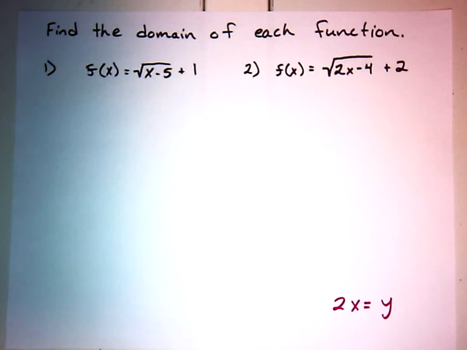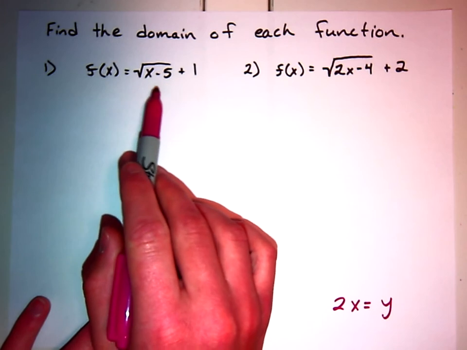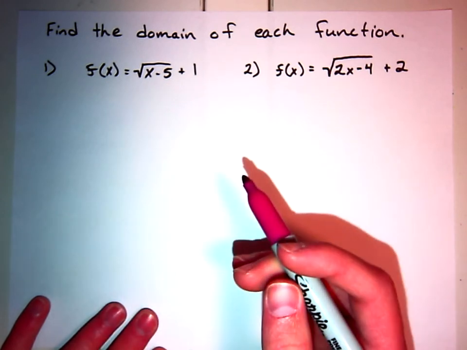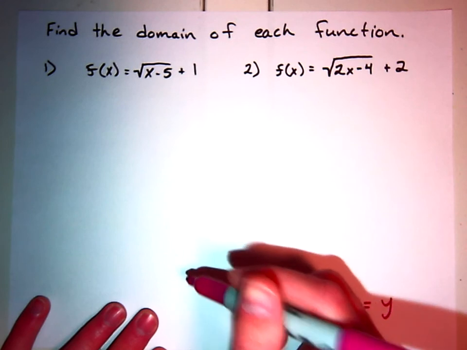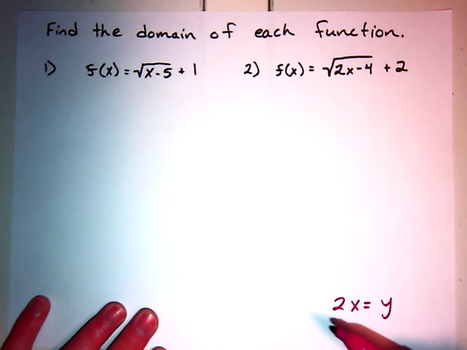But since we're dealing with square roots, the thing we need to remember is that we can't take the square root of a negative number. No number multiplied by itself is a negative number, because a positive times a positive is positive, and a negative times a negative is positive. So you can never take the square root of a negative number. That's going to limit our domain.